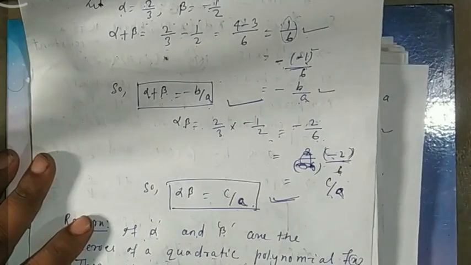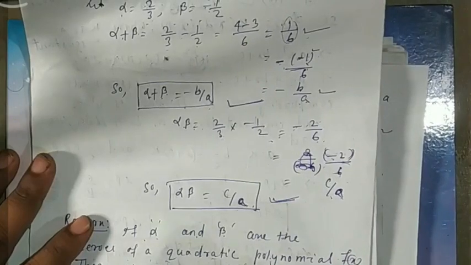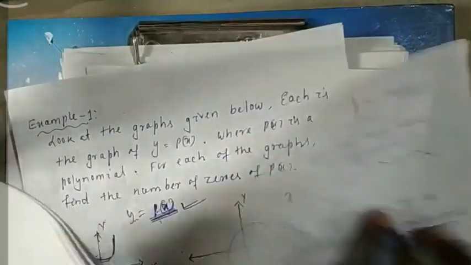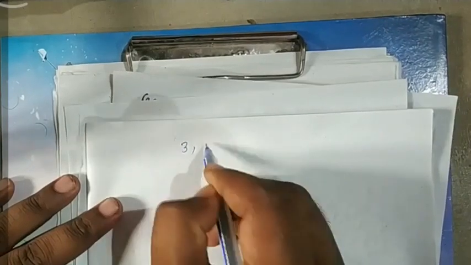What is this formula? How to use? Where to apply? By taking one example, I'll make your doubt clear. By taking one example, listen here. Suppose there are given two zeros, 3 and 2, the two zeros.